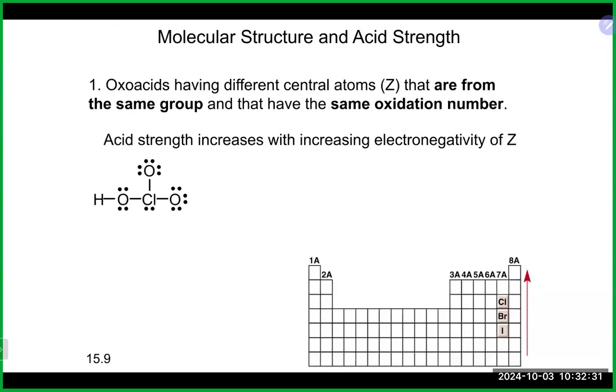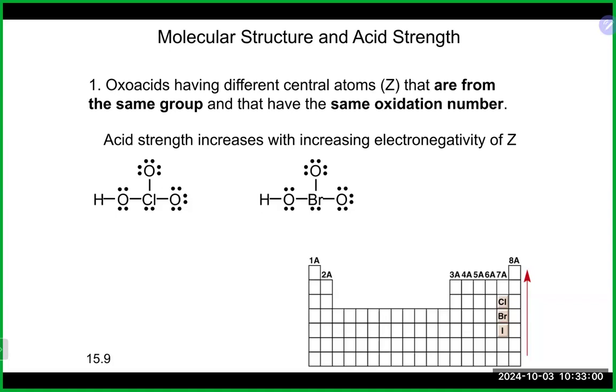If we have these two acids here, these oxyacids have different central atoms but are from the same group on the periodic table, and they have the same oxidation number, we will look at electronegativity. So how can we assign oxidation numbers to know if they have the same oxidation number? Oxygen is a -2 oxidation state, so that's usually a good place to start.